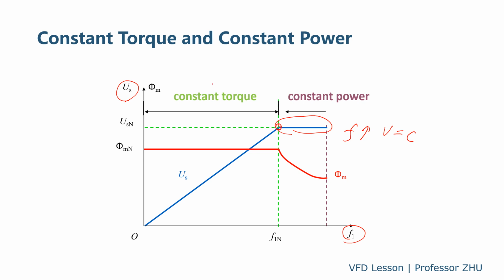In this area, because the flux is constant, the motor can have the maximum torque. So we have constant torque. In this area, because the flux decreases with the frequency, the maximum power output of the motor will be almost constant. So we call it constant power. So this area is constant torque, and this area is constant power.